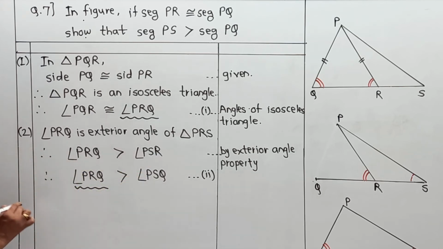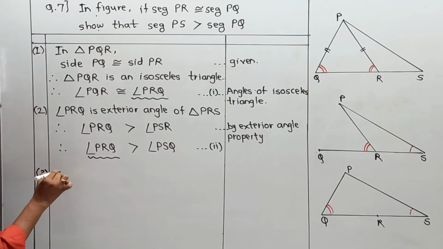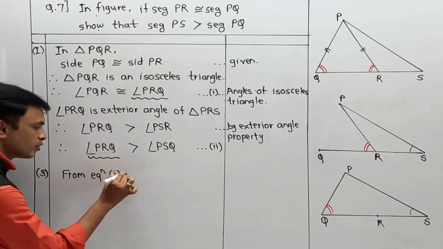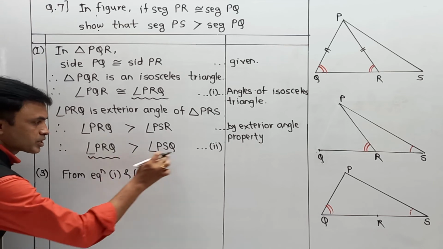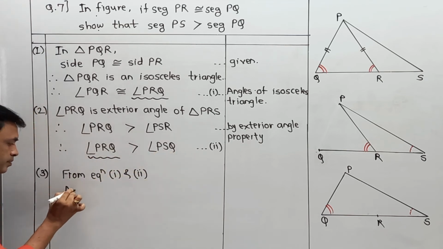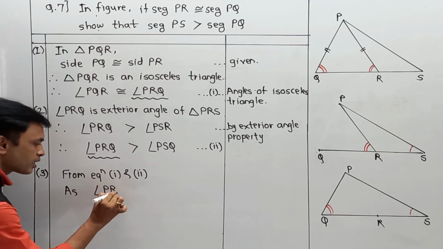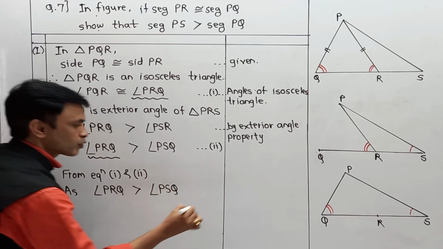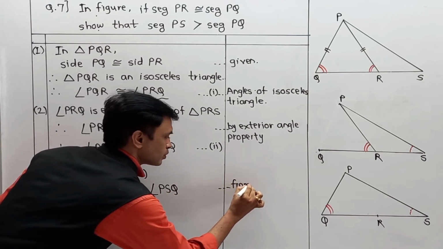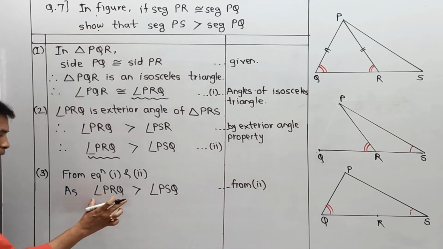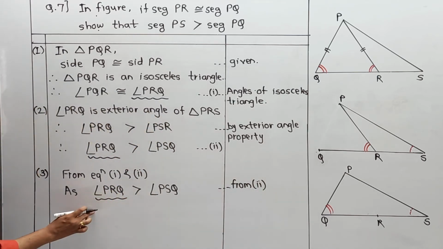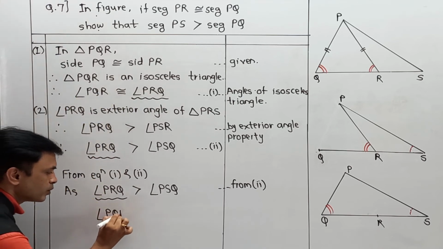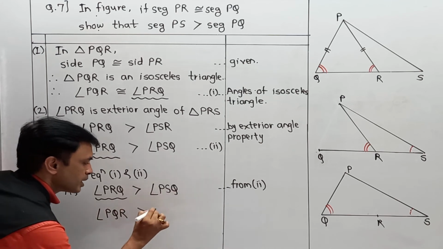So the part is third. From equation 1 and 2, I am going to write this equation as usual. Angle PRQ is greater than PSQ from 2. Removing PRQ and writing PQR. Therefore, angle PQR is greater than PSQ.